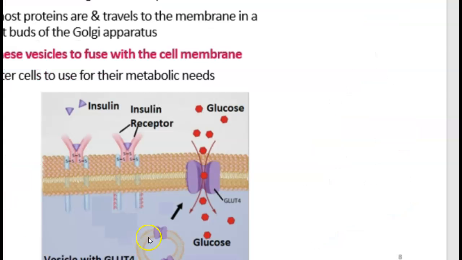This is a slide to show you how insulin can actually help cells take up glucose or transport glucose. So glucose, to get inside of a cell, needs a transport membrane protein called GLUT4. There are some others, but this is the one that we'll focus on. So GLUT4 is this purple transport channel or protein, whatever you want to call it. And it enables glucose to get into the cell.